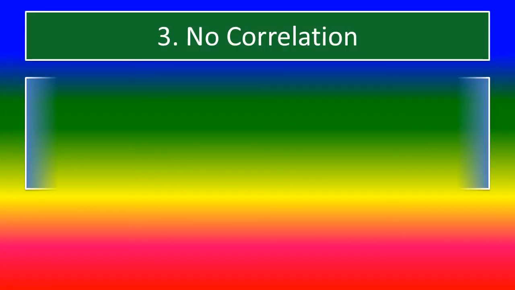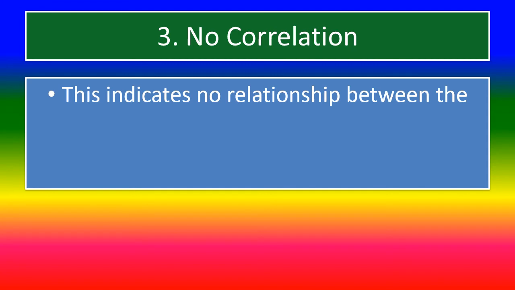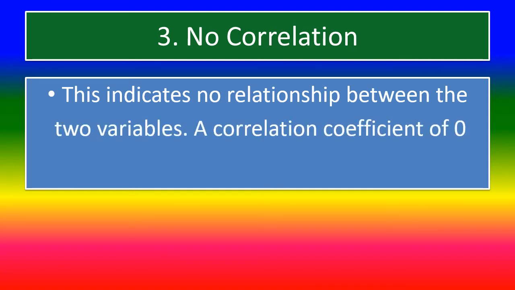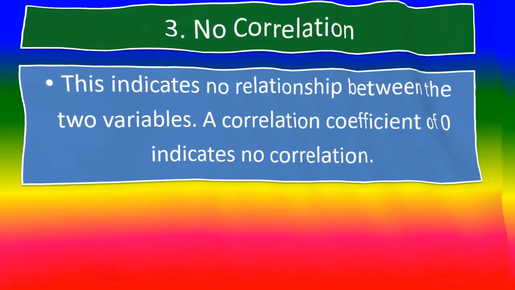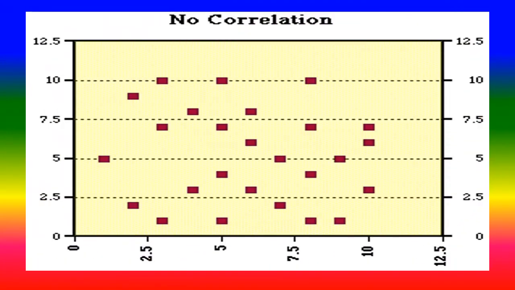No correlation. This indicates no relation between the two variables. A correlation coefficient of 0 indicates no correlation. This graph shows no correlation.